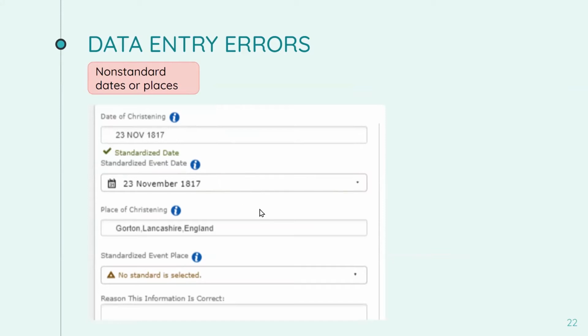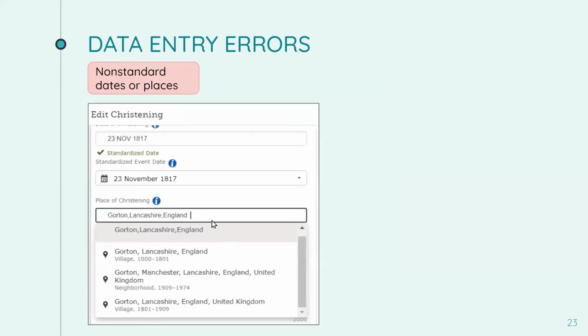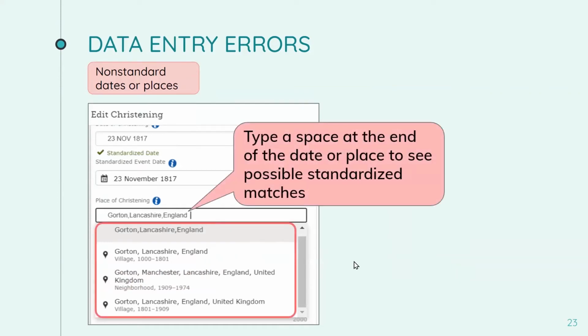But notice that the christening place does not have a standard selected. And the only time I've ever seen FamilySearch indicate standards is on dates. If they do it on places, I've never seen it. So here we've got Gorton, Lancashire, which has no standard selected. And here is the trick for finding out what standards you could possibly pick for this place name. You click inside the field at the end of the place name and you hit your space bar on the keyboard. And when you do that, this drop-down list pops down and it shows you a list of possible standardized matches.